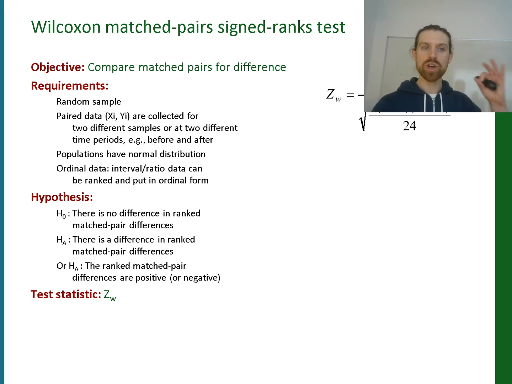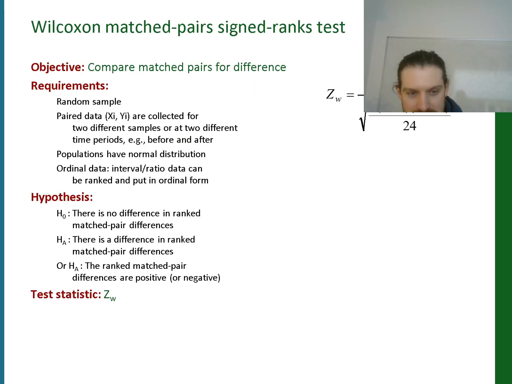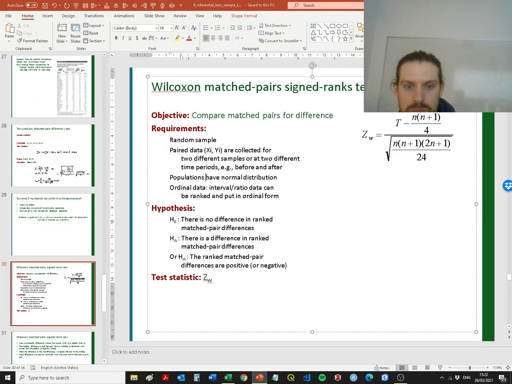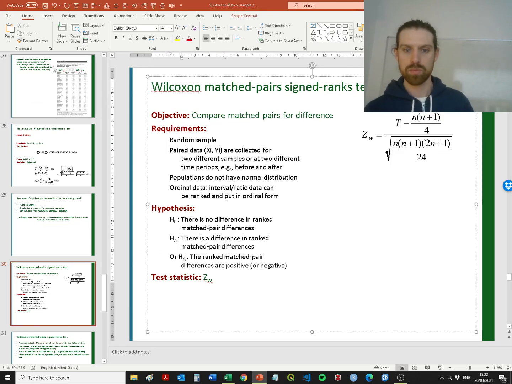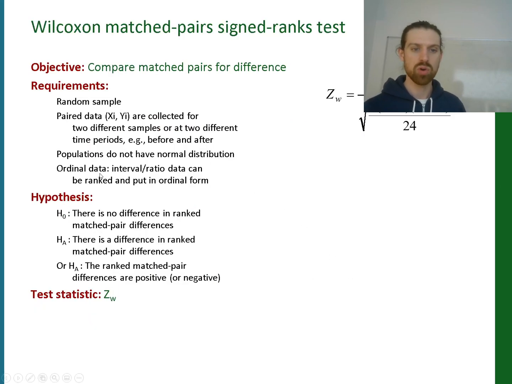We know the objective is that we're comparing the matched pairs for those differences. We need a random sample, and we need paired data because we're focusing on those paired tests right now. So we don't have independent data; the data are dependent across those two samples. We're actually assuming that the populations don't have normal distributions here. So I think that's a mistake in the slide that I just need to change. And then we're assuming that the data are ordinal, okay?